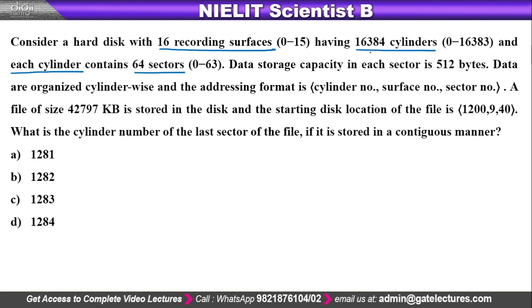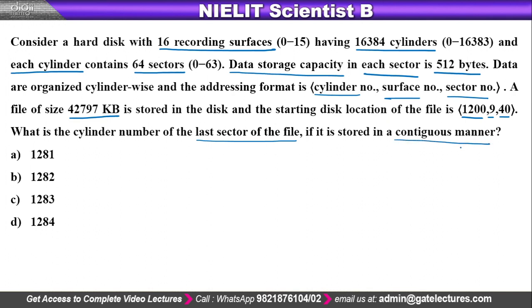Data storage capacity in each sector is 512 bytes. Data are organized cylinder wise and the addressing format is cylinder number, surface number, sector number. A file of size 42797 KB is stored in the disk and the starting disk location is 1209 and 40. So 1200 is your cylinder number, 9 is your surface number, and 40 is your sector number. What is the cylinder number of the last sector of the file if it is stored in a continuous manner? So how do we start?